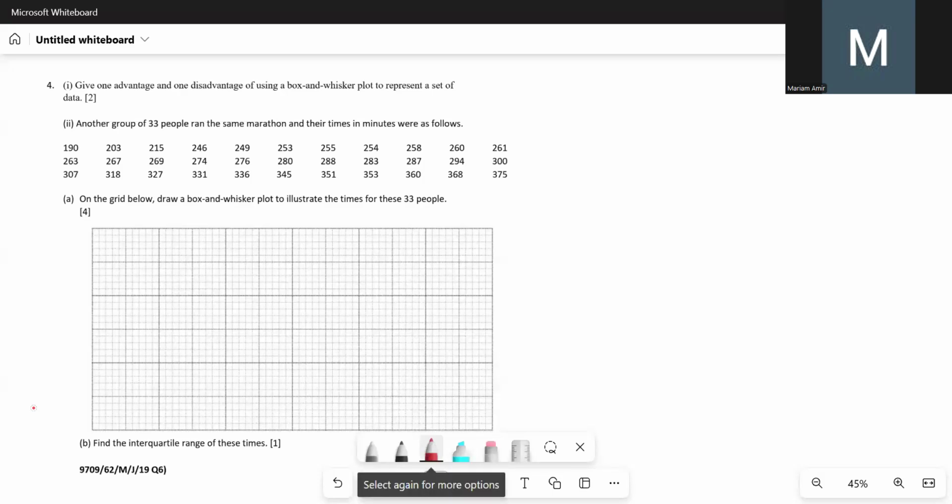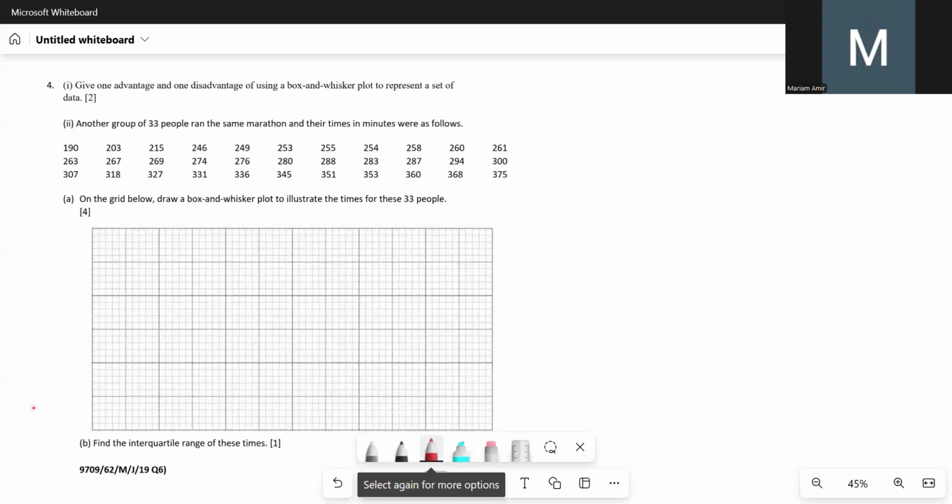Give one advantage and one disadvantage of using a box and whisker plot to represent a set of data. An advantage could be that we can quickly find the median, the upper quartile, the lower quartile, or the interquartile range. A disadvantage could be that since we don't have the original data values, we cannot calculate something like the mean or standard deviation.